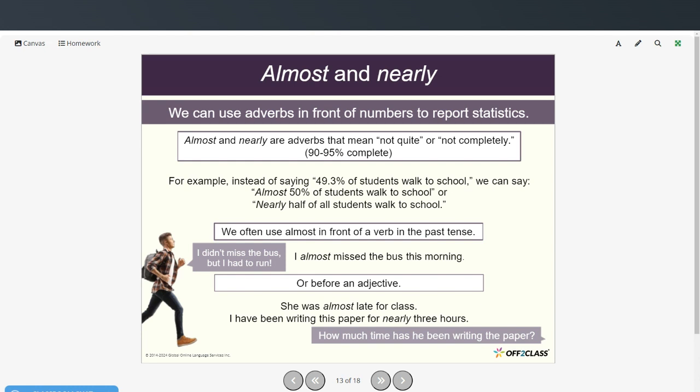We often use almost in front of the verb in the past tense. So I didn't miss the bus, but I had to run. I almost missed the bus this morning. So you wouldn't say, I missed the bus this morning, almost. The almost would come before the past tense verb. It can also appear before the adjective. She was almost late for class, or I have been writing the paper for nearly 3 hours.